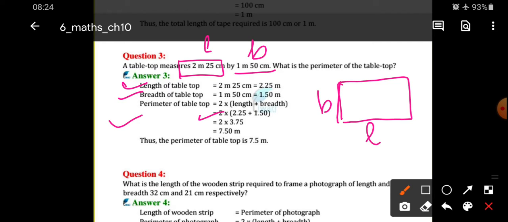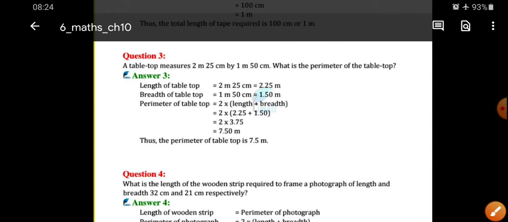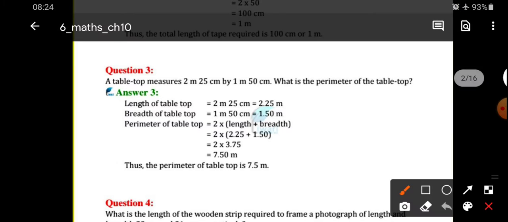So 2 into (2.25 plus 1.50). So it's 2 into 3.75, which is equal to 7.50 meter. So what is the perimeter? 7.5 meter. Now here, the data has been converted into the same unit, into meter.